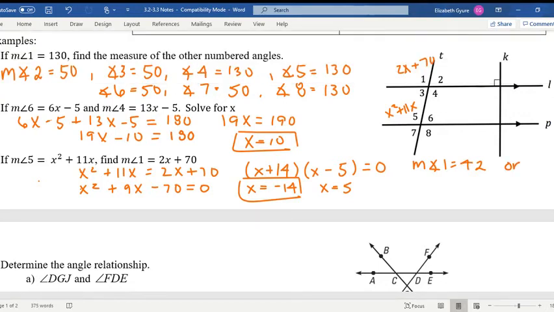And then if you plug in 5, you're going to have 5 squared plus 11 times 5. And that's going to give you 80 on that side. And then make sure the other side is also 80, which it is, because 2 times 5 plus 70. So then the measure of angle 1 would also potentially be 80. And sometimes that happens. So always double check your negative, right? Don't just assume.